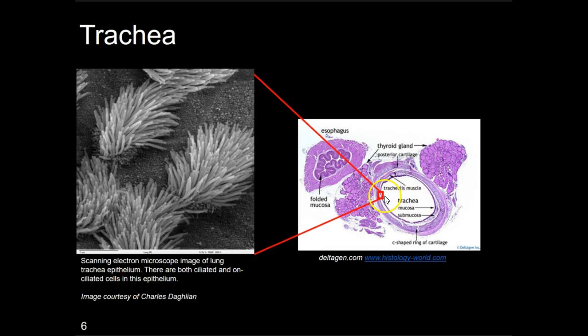If you take a close-up of the ciliated cells that line the mucosa, you can see that they actually look like hair. And the purpose of this is to move mucus up and away from the lower respiratory tract. This particular section in this scanning electron microscope image of the lung trachea epithelium shows both ciliated, that's these cells, and non-ciliated cells in the epithelium.